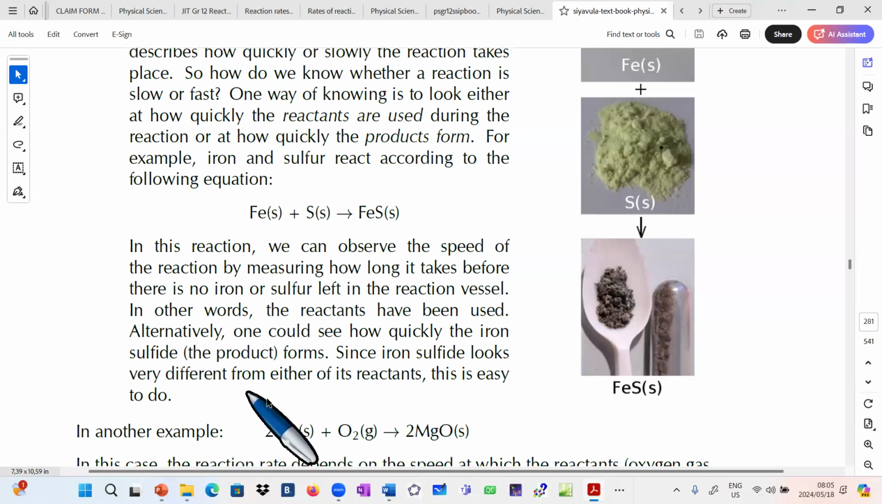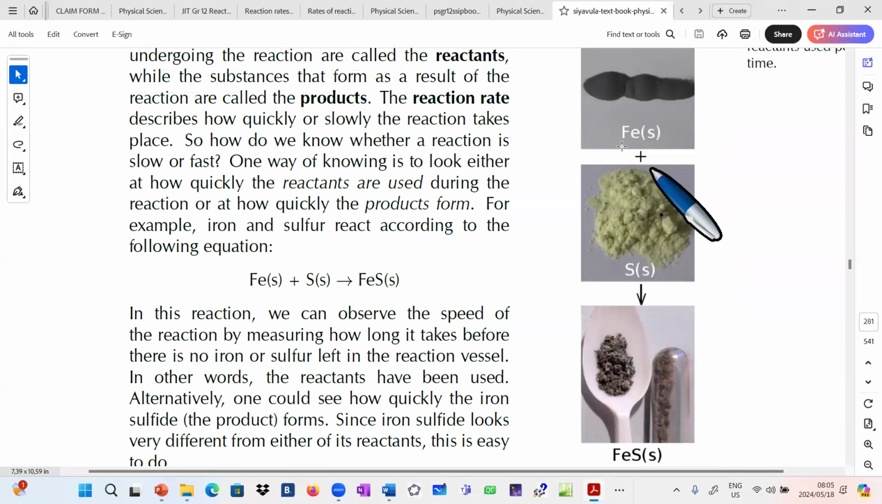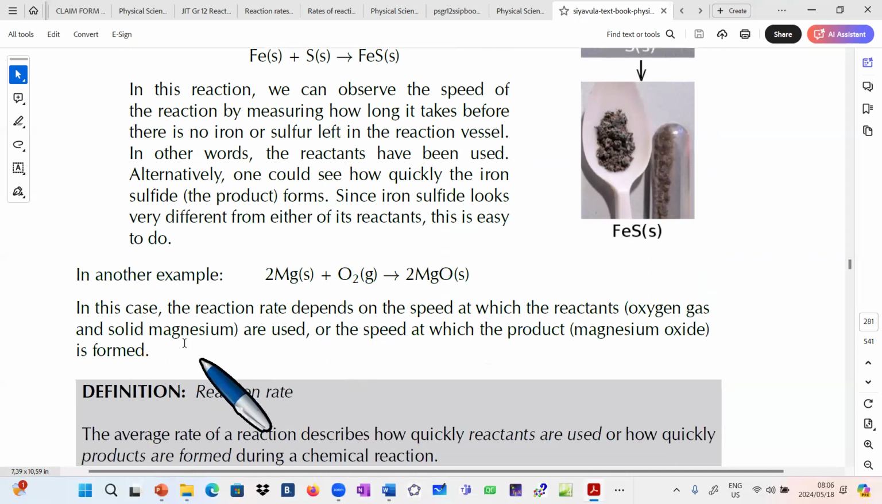Since iron sulfide looks very different from either of its reactants, this is easy to do. Now in this reaction vessel where we've put together the iron and the sulfur, there's no iron left, no sulfur left, there's only iron sulfide. Since the iron sulfide is different in appearance, you can quickly see that in this reaction vessel there's just no iron, no sulfur, just iron sulfide, meaning that the reactants have been used up. And obviously, we ask, how long would that take? Let's look at this example.